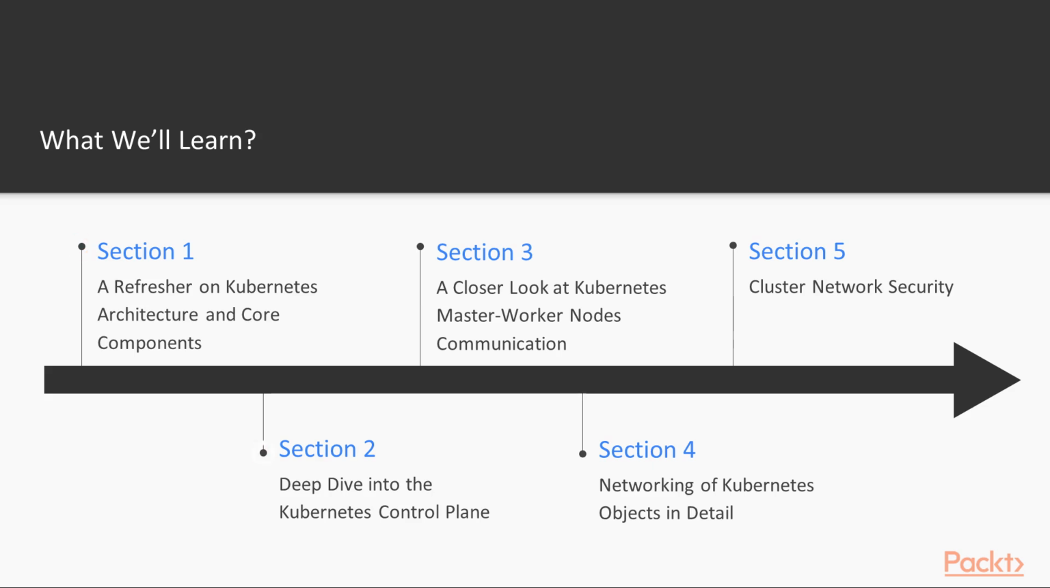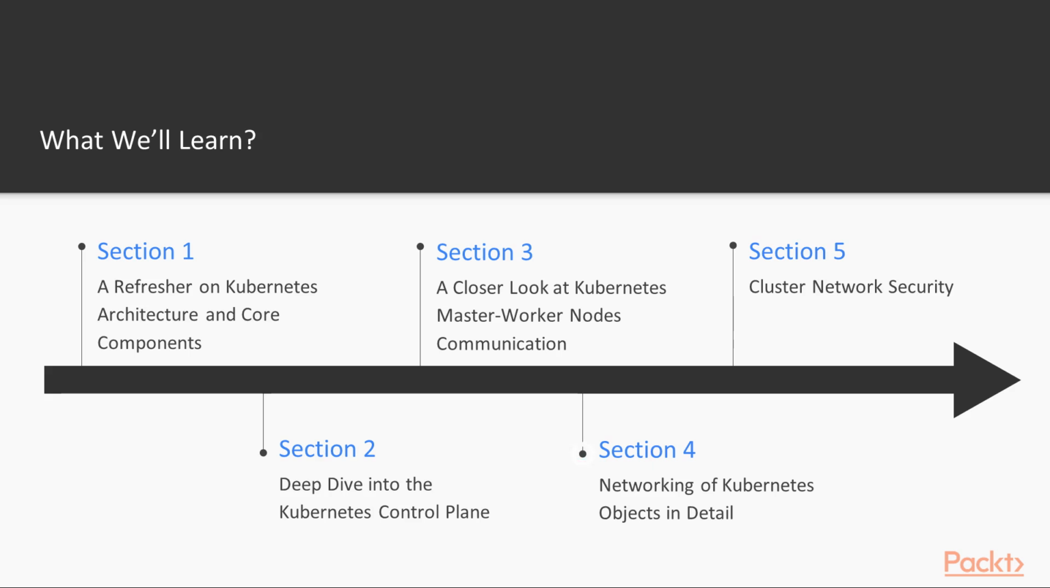In Section 2, we will look into the heart and the brain parts of Kubernetes, namely the control plane. You will learn about etcd, the API server, the scheduler, etc., and the network aspects of each and every one of them. In Section 3, I will walk you through the network communication aspects of the Kubernetes master and worker nodes. We will look into the worker node-specific components such as the kubelet and the kube-proxy.